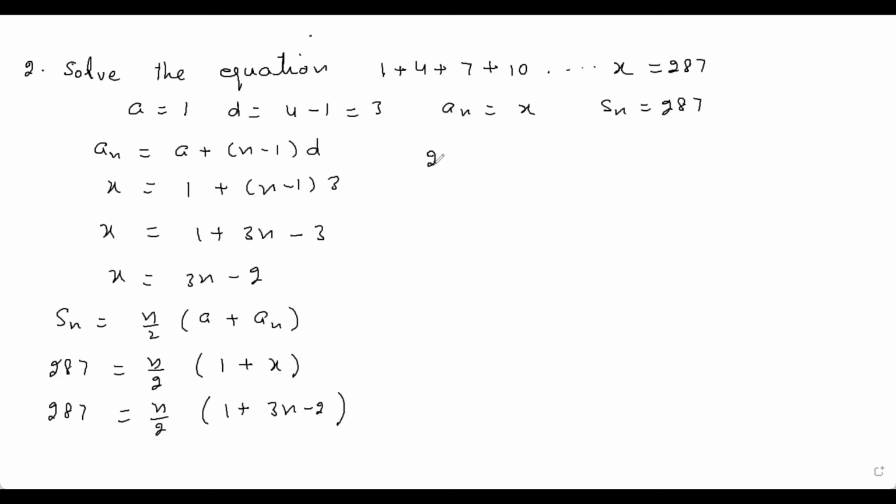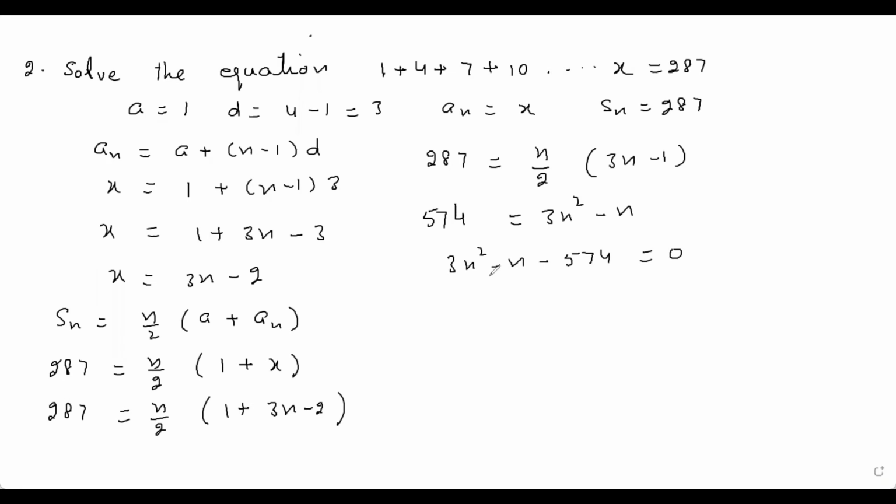287 is equal to n by 2 into (3n minus 1). Multiply by 2. You will have 574 is equal to 3n square minus n. This is quadratic in n. Here a is equal to 3, b is equal to minus 1, and c is equal to minus 574. And n is equal to minus b plus minus square root of b square minus 4ac upon 2a.